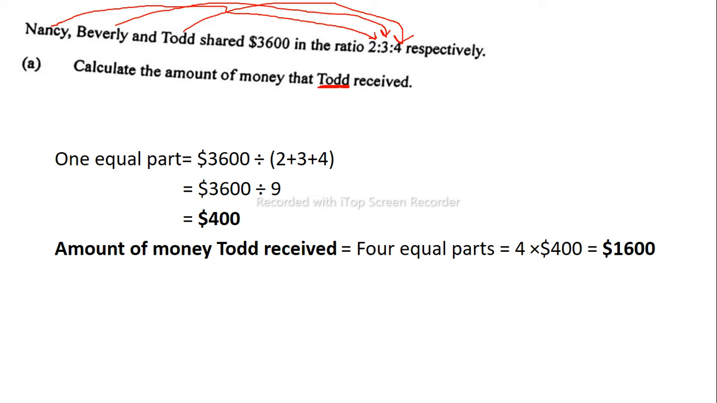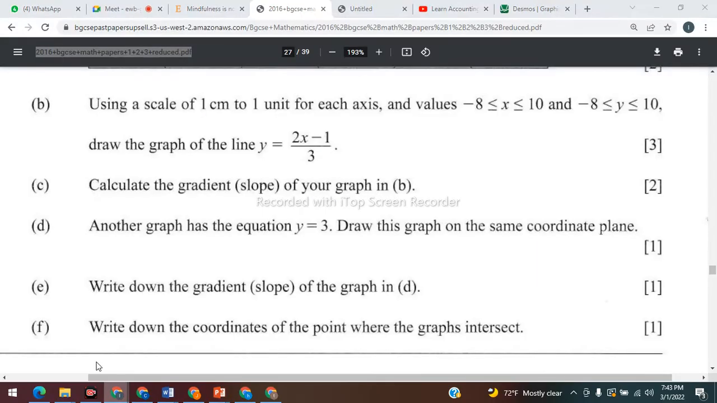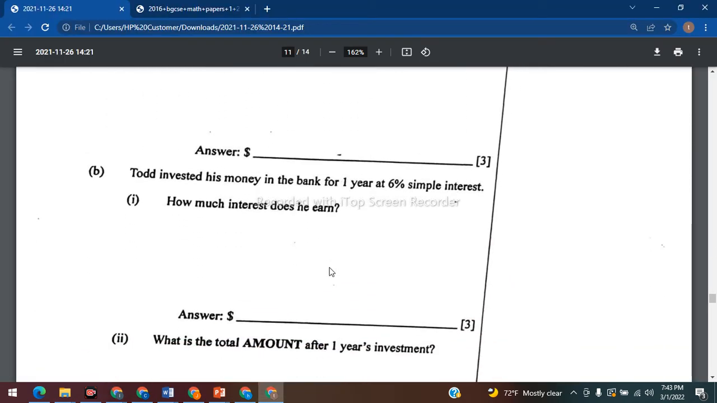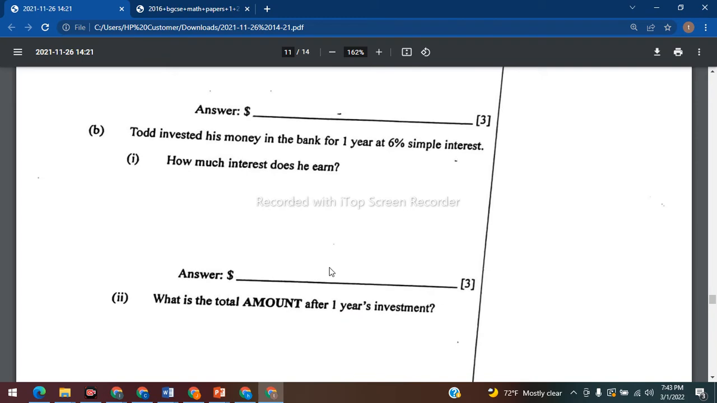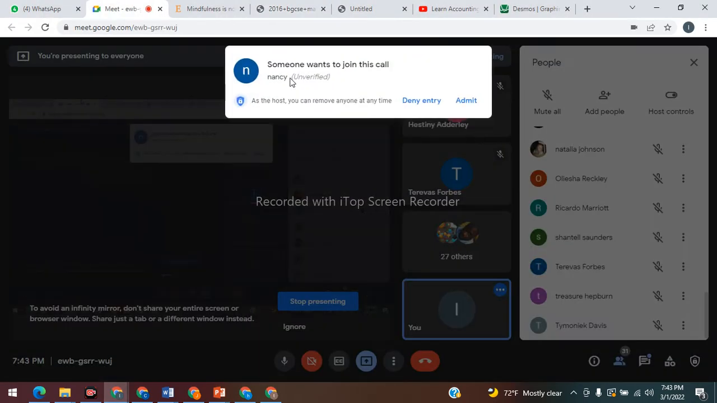Okay, good. All right, next up is the next question. Oh, they love these questions, boy. They love these questions. That's why I love doing past papers, after you do so much past papers.